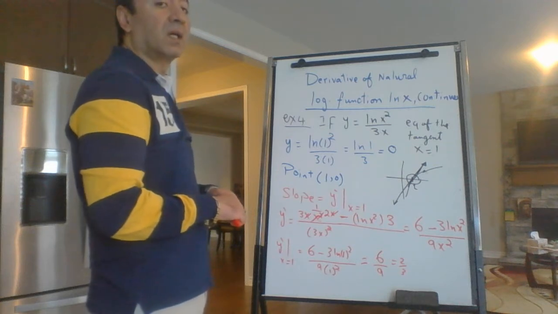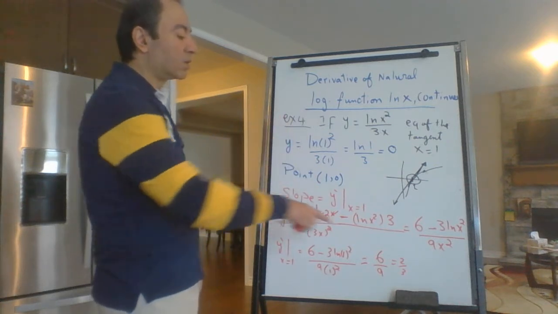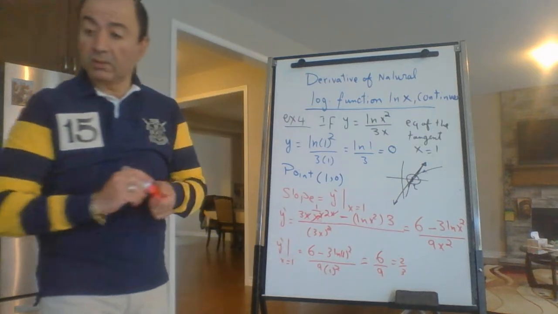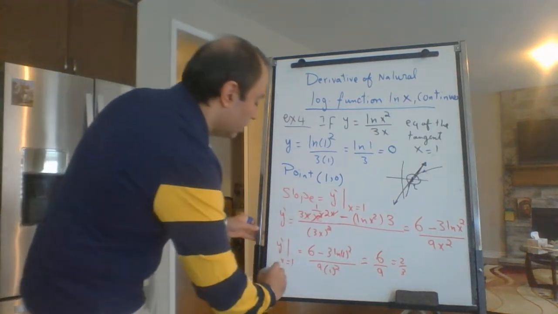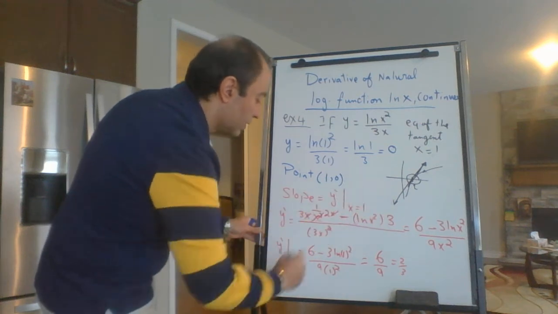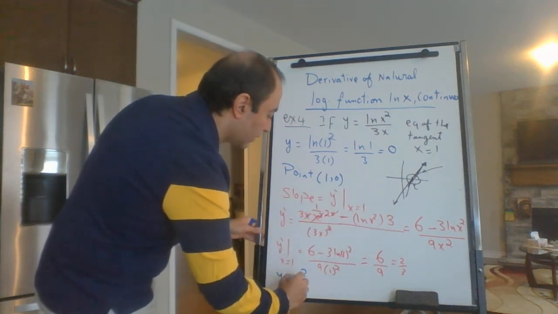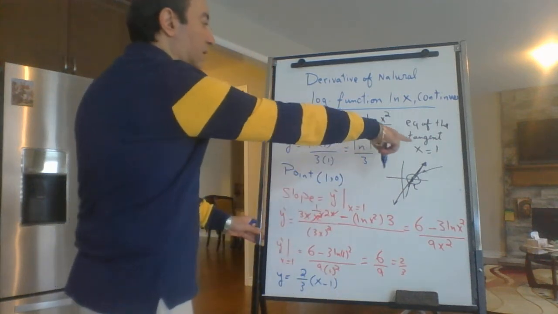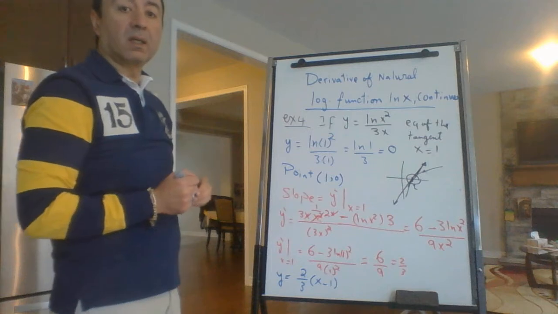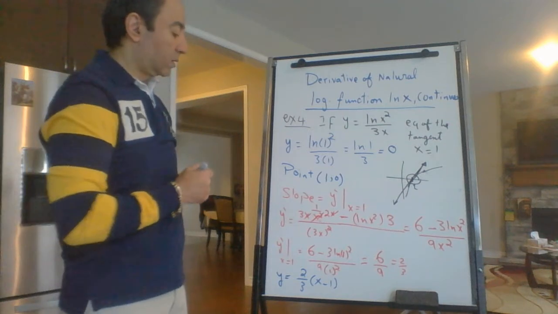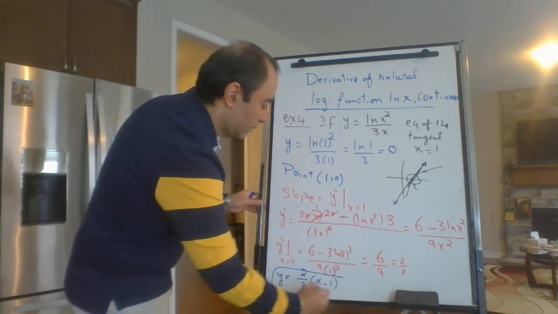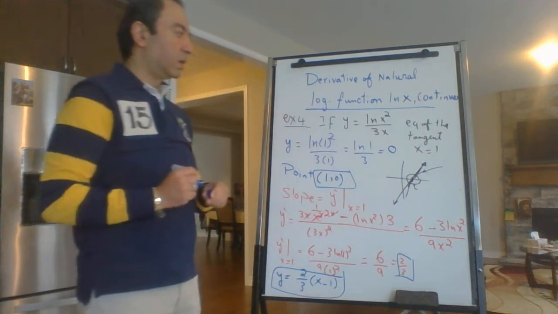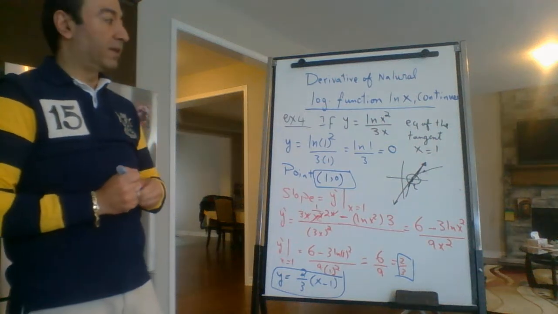Find the equation of the line that passes through the point (1, 0) with a slope of 2 over 3. So y minus y1, which is 0, equals m, which is 2 over 3, times x minus x1, which is 1. This is the solution, this is the answer. This is the slope, and this is the point, and this is the answer.